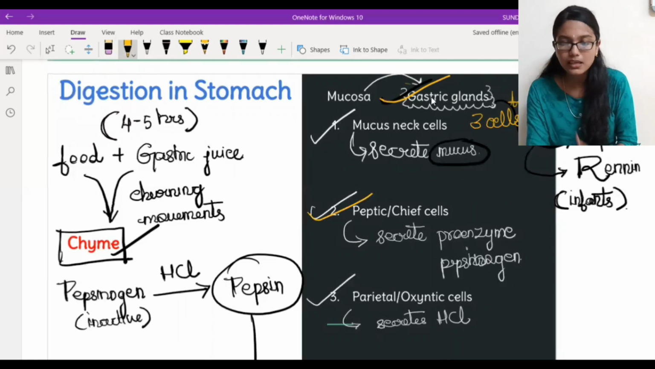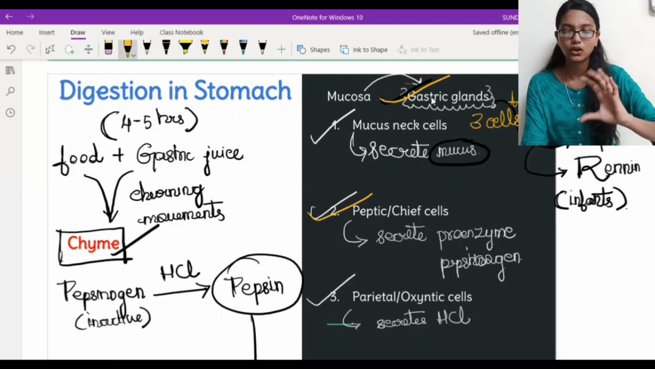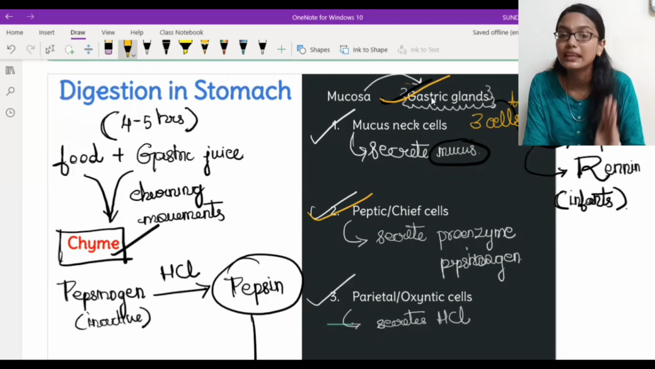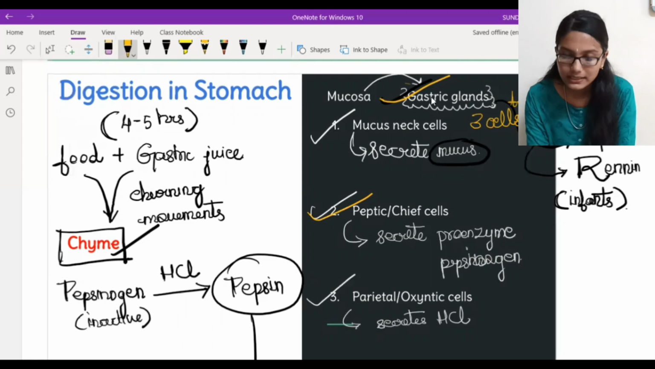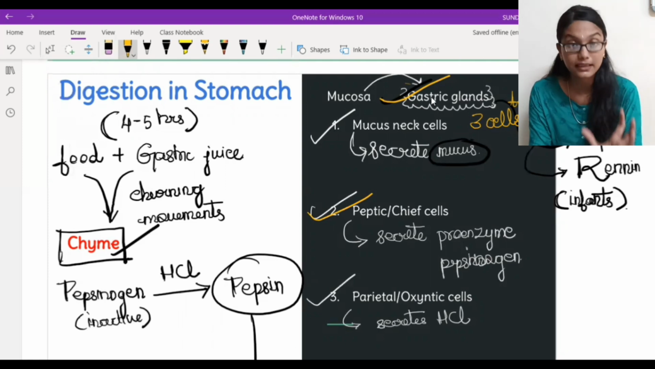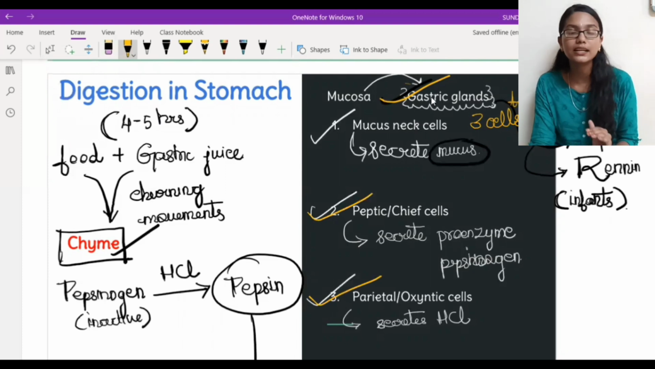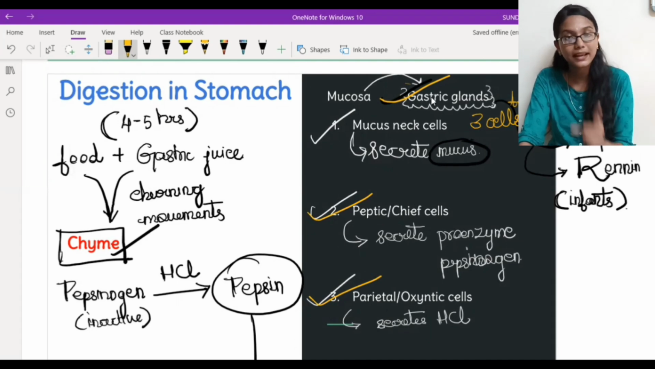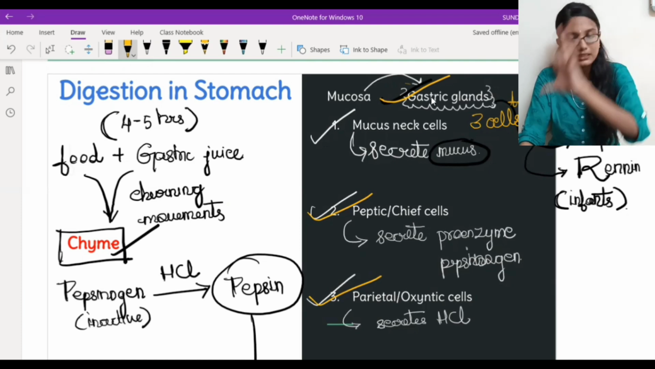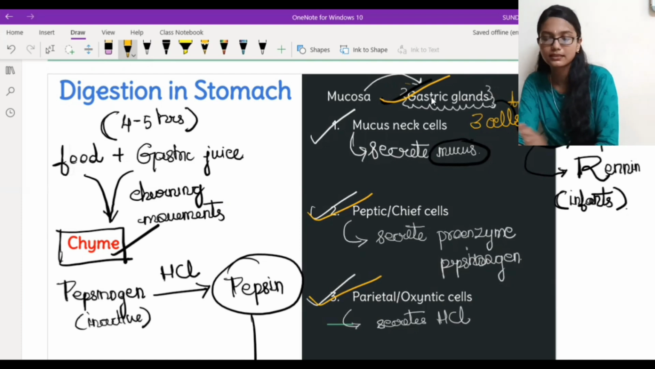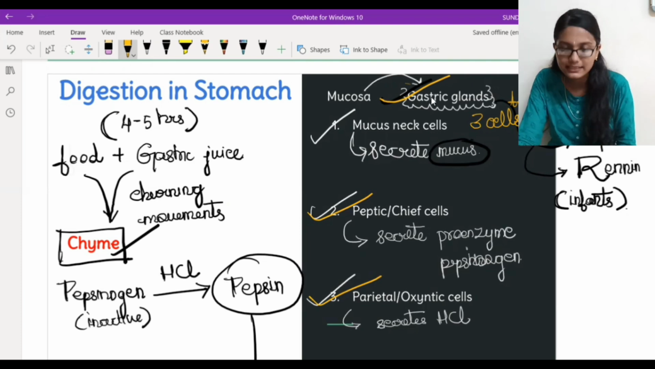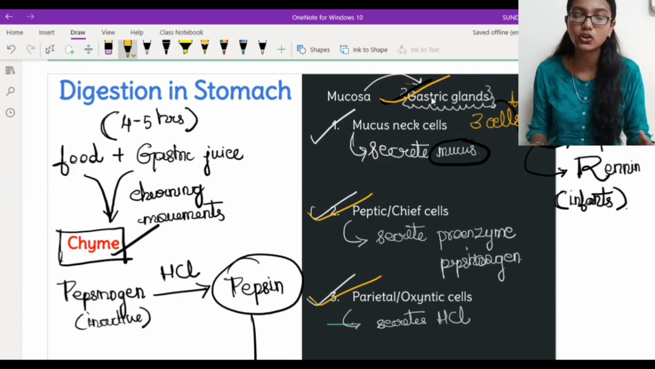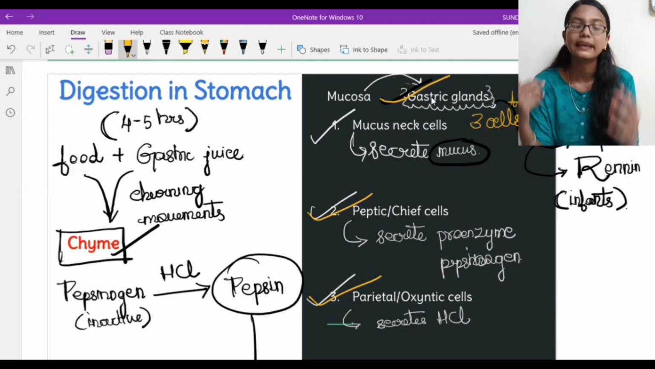What do you mean by proenzyme? Proenzyme means inactive form of an enzyme. So pepsinogen is inactive here. And what do the parietal or oxyntic cells do? They secrete HCl. We already learned about this, right? We know that HCl is present in our stomach. So these are the different cells that secrete different products. What will these products do? We'll understand this. These different materials are present in a liquid called gastric juice.